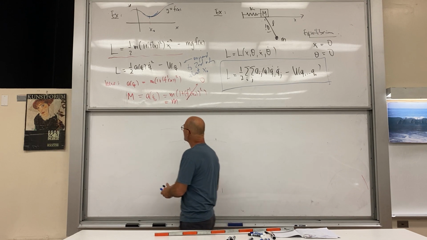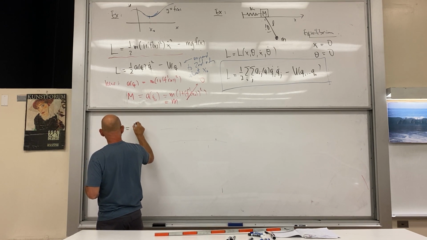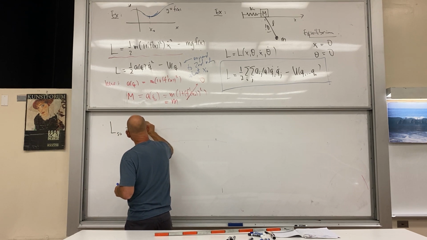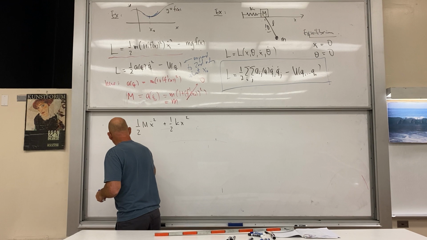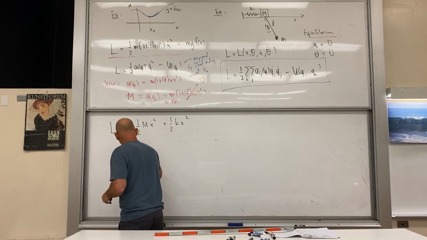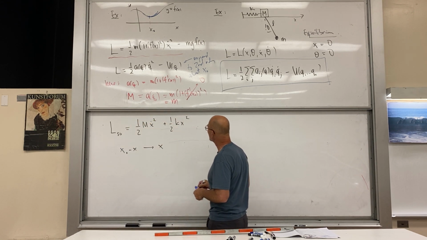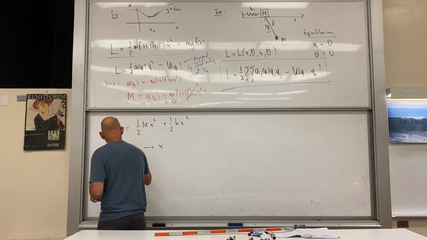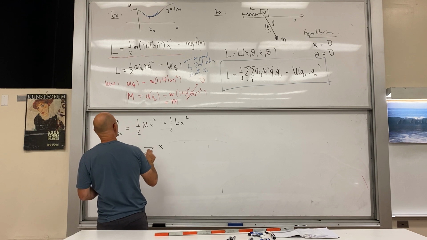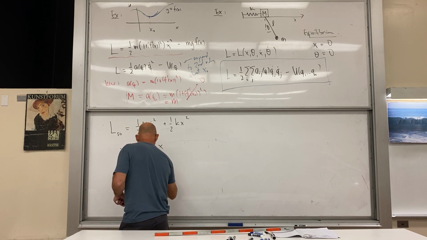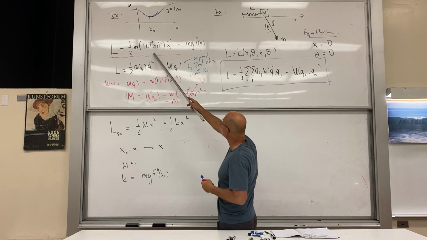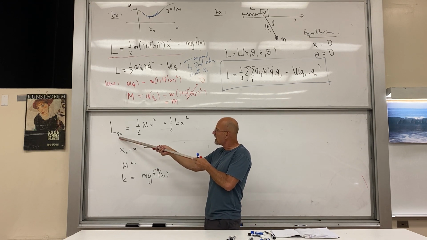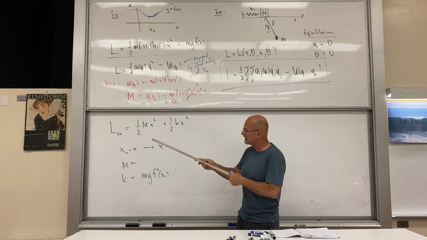So that small oscillations Lagrangian turns into 1/2 M x dot squared plus 1/2 k x squared. My previous x0 minus x, I just rename x. My M I just defined up there, and my k is mg f double prime of x0. So exactly what we did last semester. My point is, I started with this complicated thing here, and I turned it formally into this small oscillation thing here. And once we see this, by the way, it's a minus sign.